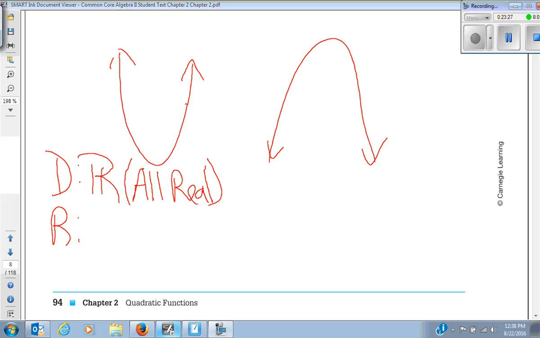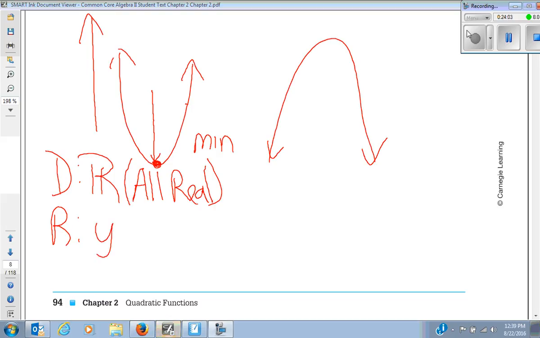So, if we wanted to talk about the range, what does range have to do with? Y. What can y be, right? So if I look at this, how far up does this thing go? Does it ever stop going up? No. Does it ever stop going down? Yeah, right here. That's the lowest point. So we actually call this kind of graph, it has a minimum. Because they're also going to ask on the test, does this have a max or does it have a min?